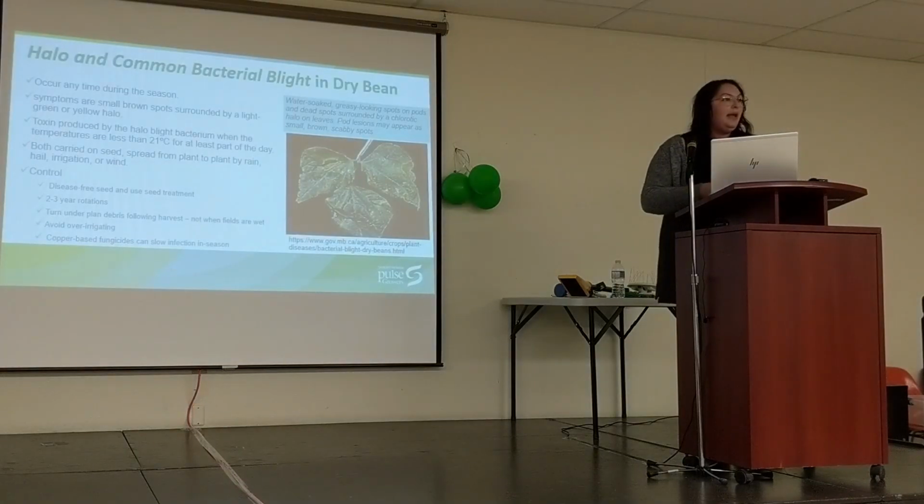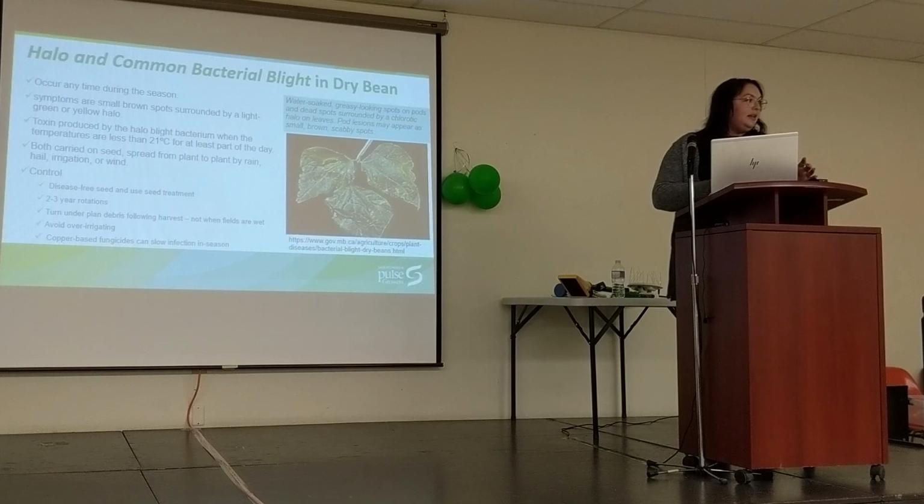So next I'm going to talk about halo and common bacterial blight in dry bean. These are actually 2 different pathogens. They're bacterial pathogens, but the symptomology, the infection periods, the impact on yield, and the management practices are almost identical. So I put them together into one slide, but they are 2 different pathogens. These pathogens can infect at any time during the growing season. Symptoms are typically small brown spots, which will progress to be surrounded by a light green or yellow halo. Specifically, the halo blight bacterium produces a toxin when temperatures are less than 21 degrees at any part during the day, and so this can cause some issues throughout that growing season.